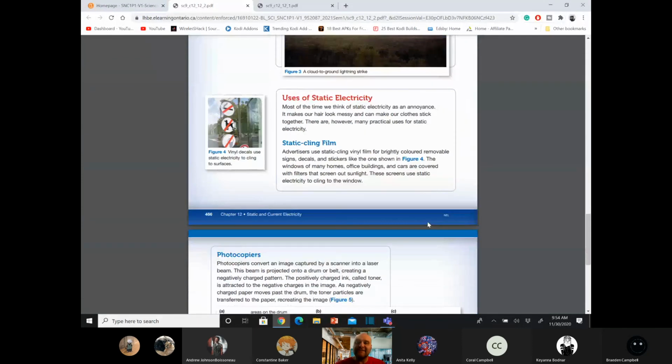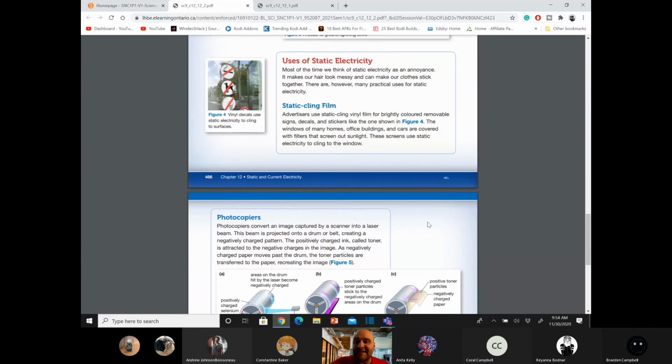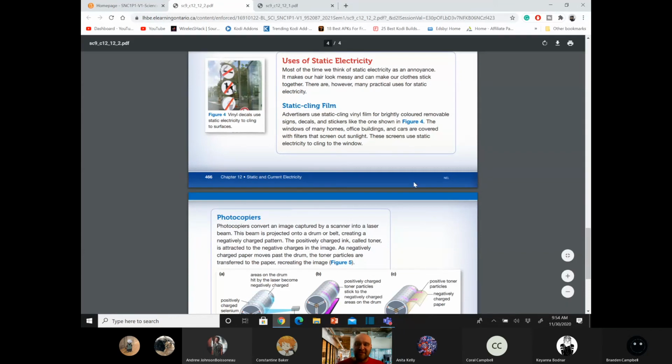Use of static electricity. Most of the time we think of static electricity as an annoyance. It makes our hair look messy and can make our clothes stick together. There are, however, many practical uses for static electricity. Static cling film. Advertisers use static cling vinyl film for brightly colored removable signs, decals, and stickers like the one shown in figure 4. The windows of many homes, office buildings, and cars are covered with filters that screen out sunlight. These screens use static electricity to cling to the window.